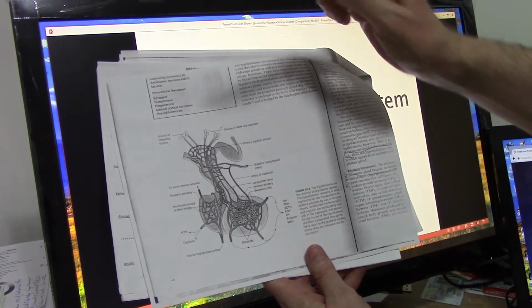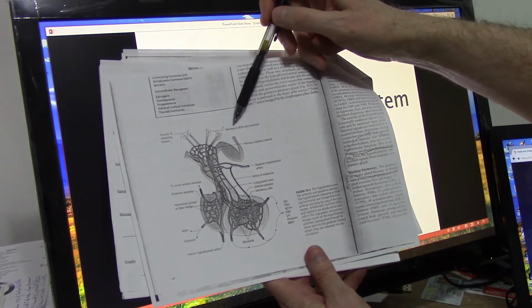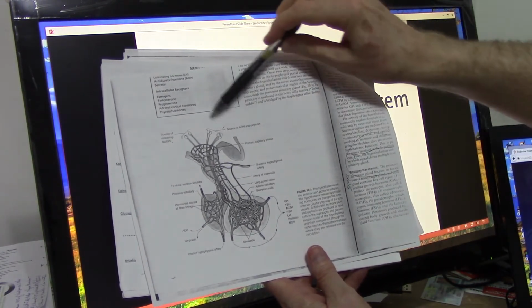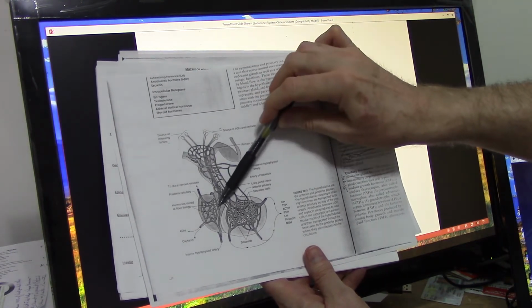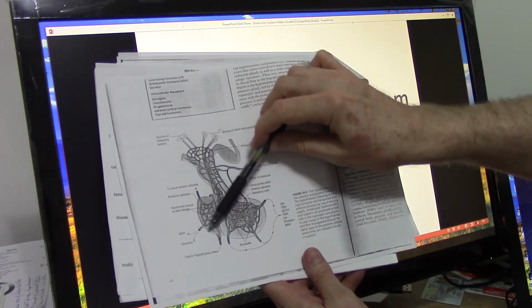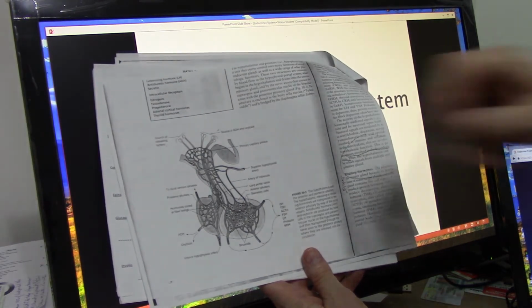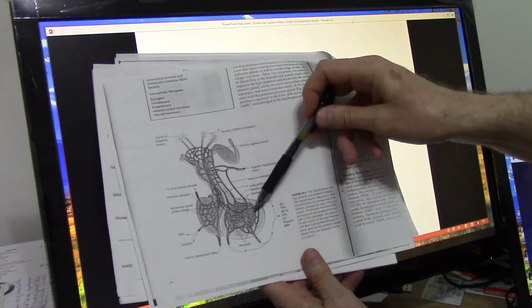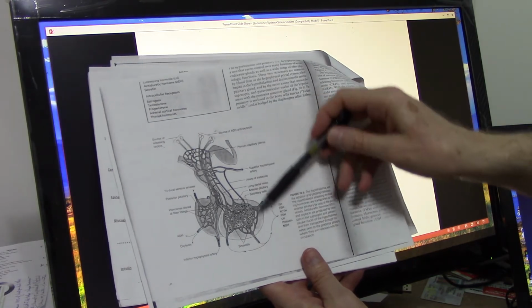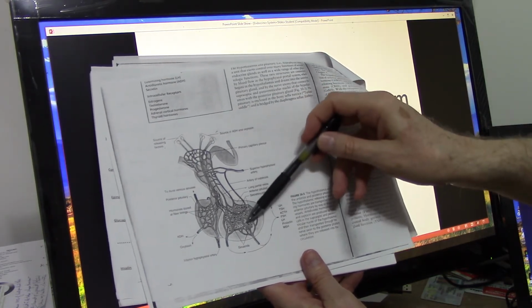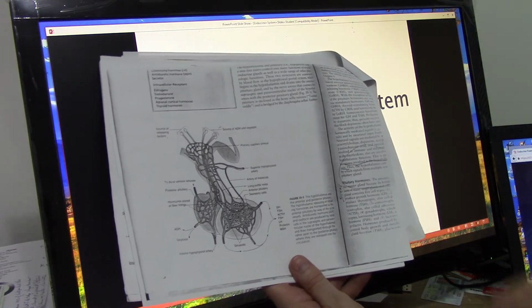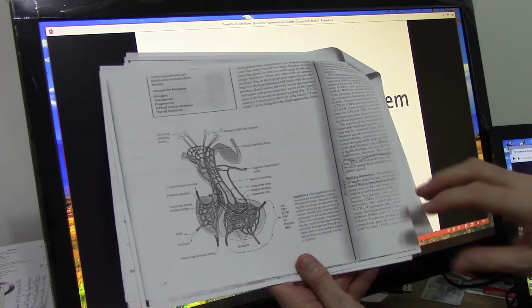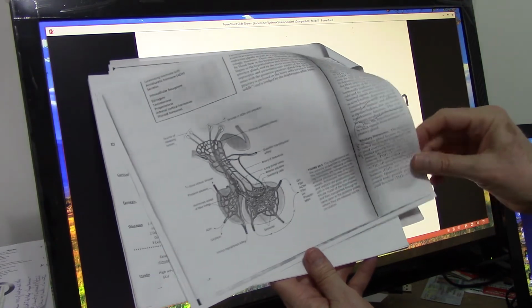And I also want you to notice that ADH and oxytocin are actually made in the hypothalamus and stored in the posterior pituitary, whereas in the anterior pituitary, these hormones are actually made right there in that anterior pituitary. Okay, a little nuance there that you may or may not see on a test, but it's kind of good to know.